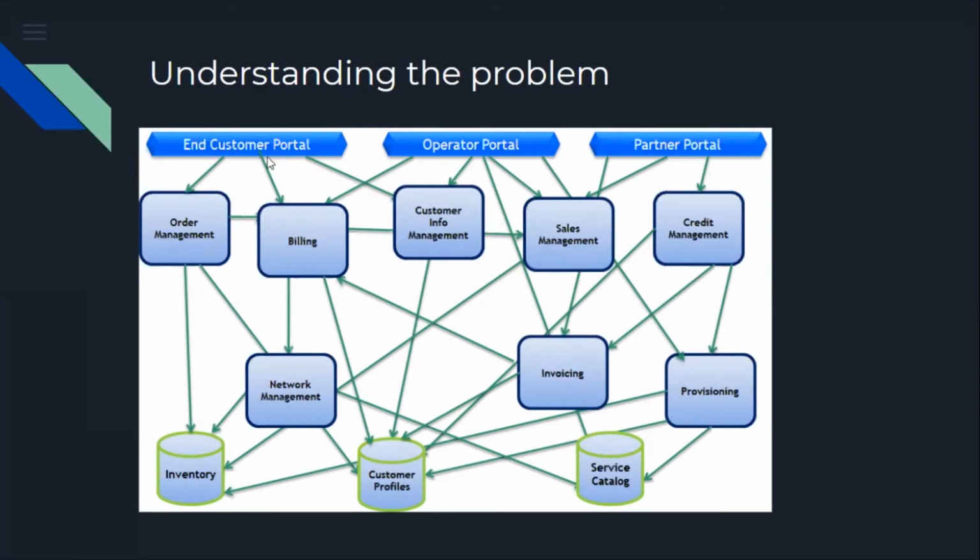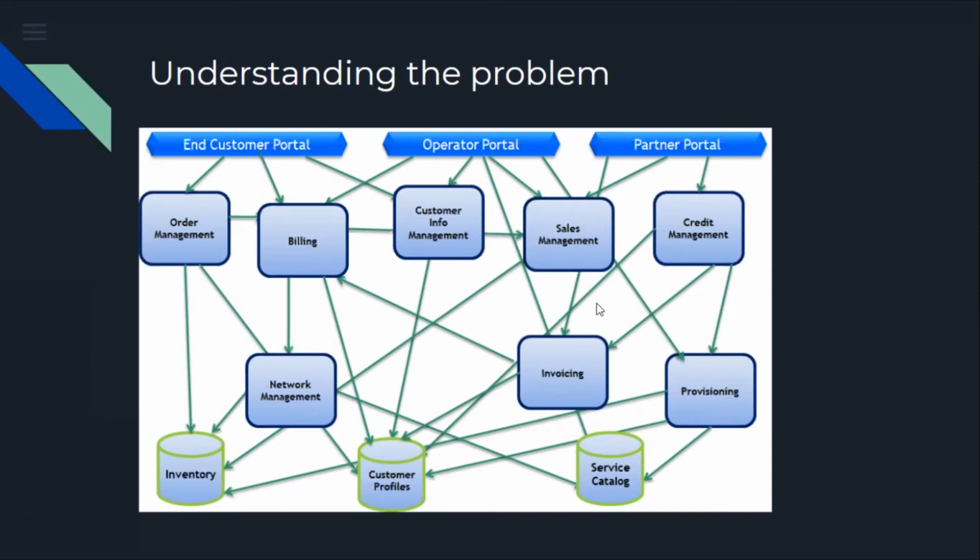You can see that from an end customer portal, if you have to go for order management, you have to go through network management and then go to the inventory or the customer profile to fetch the customer information. And if we have a database change, the developer has to work very hard to see, if I'm adding a column to this service catalog table, or adding a table in the database, what all components are impacted. So you can see it's a very complex system.